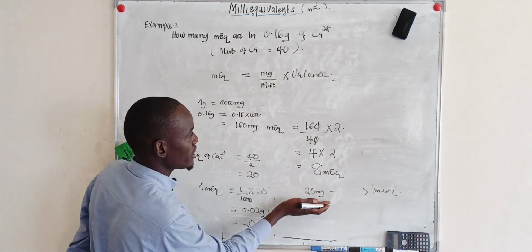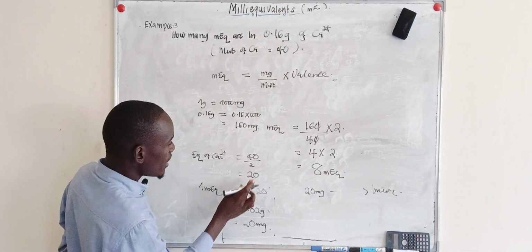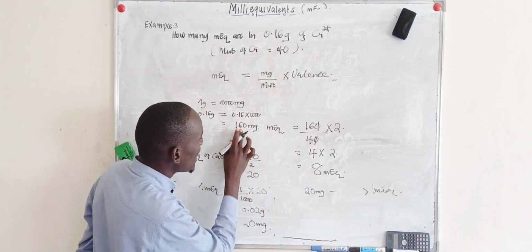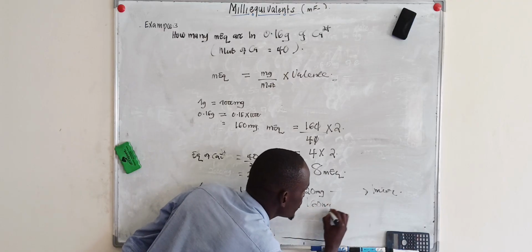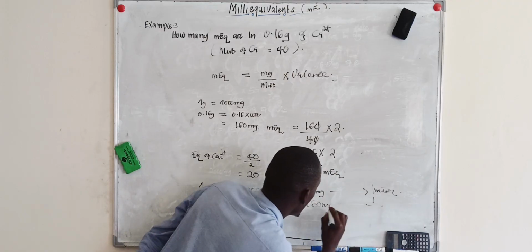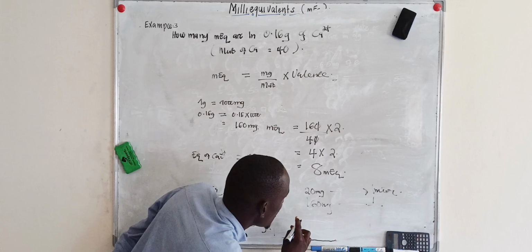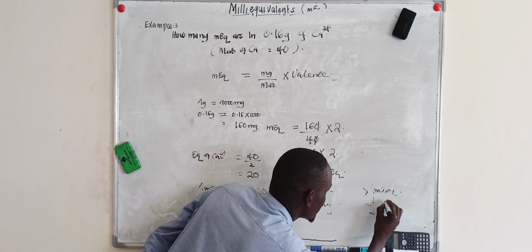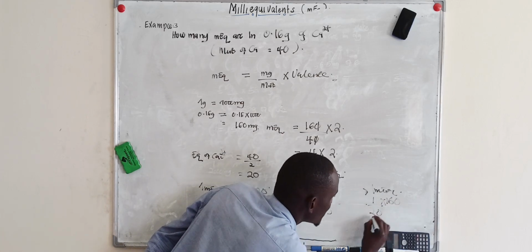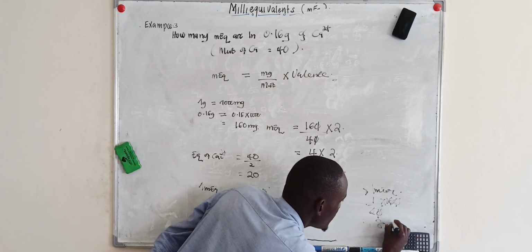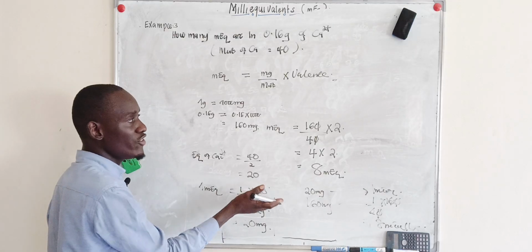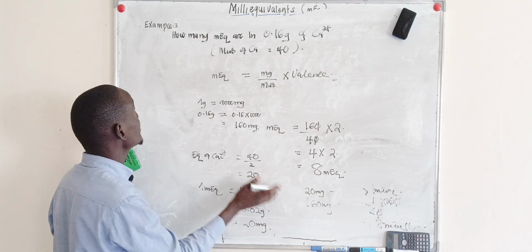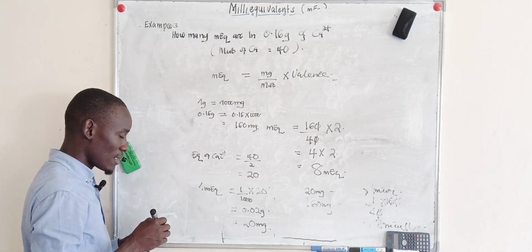How about the one in the formula, which is 160? So this will be equal to 1 out of 20 times 160. This will cancel this, and this reduces to 80 milliequivalents. So any formula you use will lead you to the answer. Let's look at our fourth example.